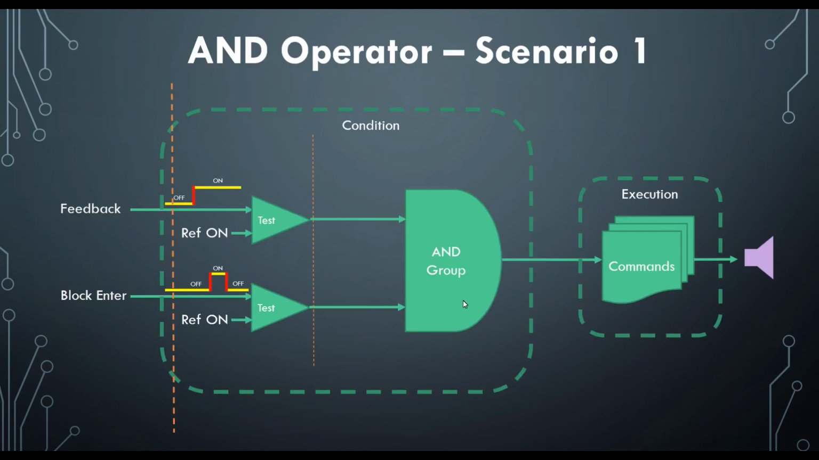Okay, so scenario number 1. Now the trick for all of these scenarios is to always first check what the reference states are for each of the inputs. So remember, the reference state is the state that we are testing for in the condition. Let me quickly show you as a reminder.